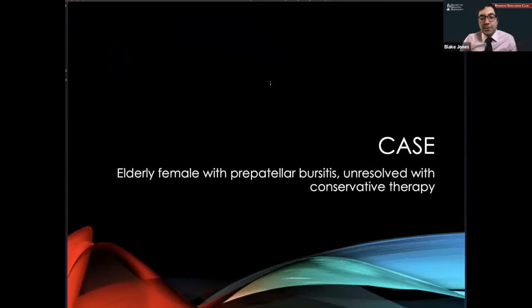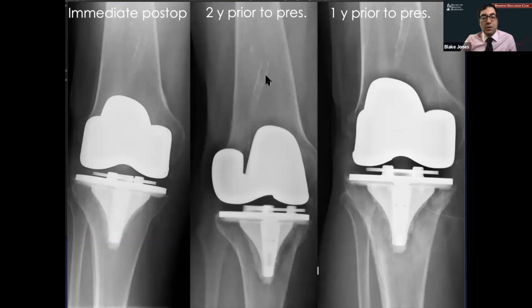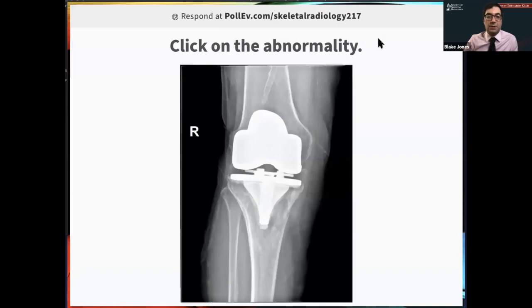So elderly female, prepatellar bursitis, unresolved with conservative therapy. I'm showing you a series of radiographs immediately post-operative, and then 2 years prior to her presentation, 1 year prior to her presentation. Hopefully you see some features that you would comment on. So click on anything that looks abnormal.